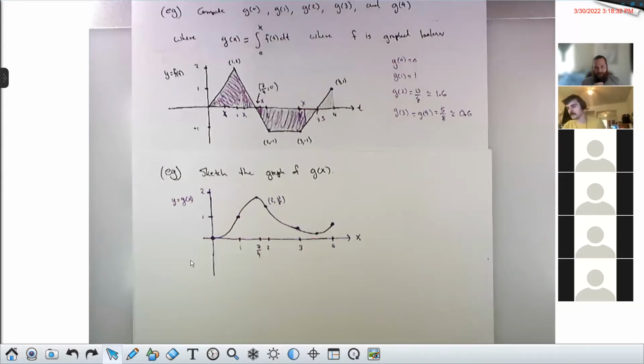Pretty cool, right? Now, if I gave you this, and I said, sketch for me a graph of the derivative of this function.